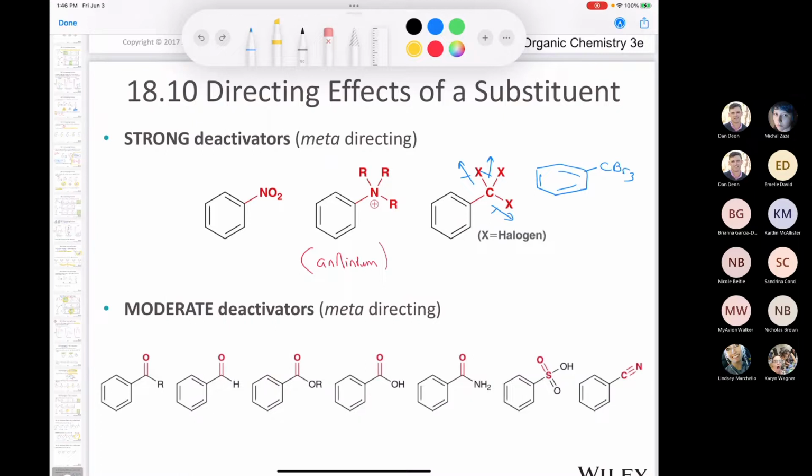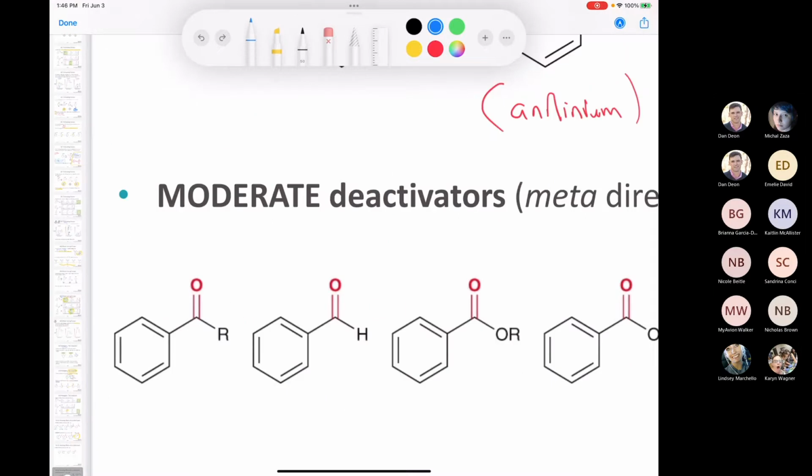And then we have the moderate deactivators. I bet you can guess why all of these are moderate deactivators, because they all have a carbon with a double bond to oxygen, or a carbonyl, attached directly to the ring, or at least most of them do. So you could draw a resonance contributor that shows a positive charge inside the ring.